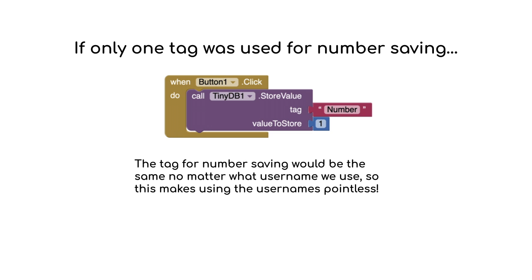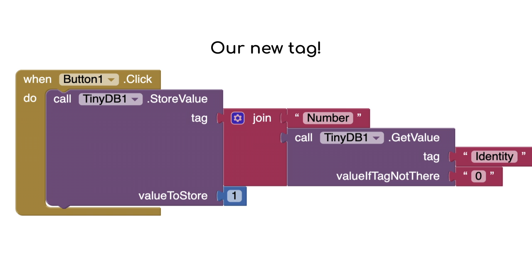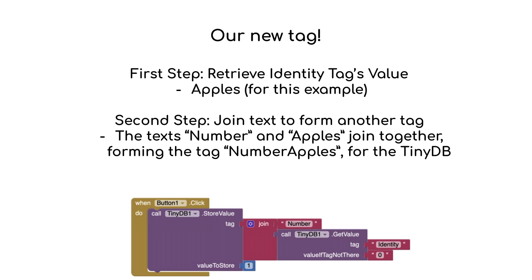What we're going to do is make our tags unique now. As you can see, the way the code works is, it takes the value of the identity tag, being the text of your username. Then, it takes that value and makes it part of the tag of another TinyDB. It combines your username, apples, for example, with the word number, to make a new tag called numberApples. Why do we do this?